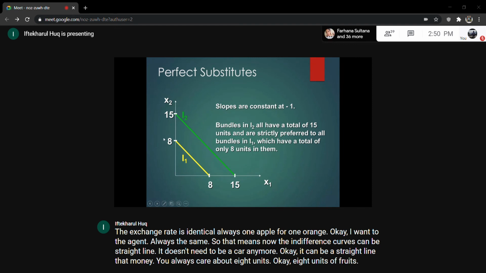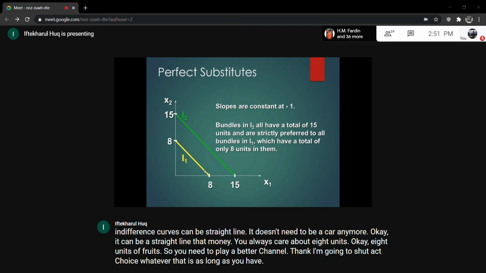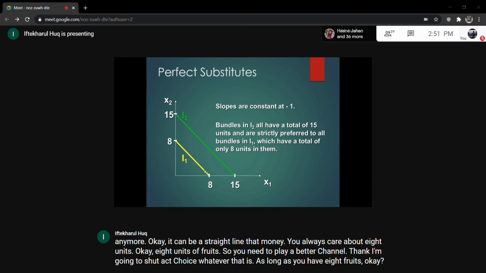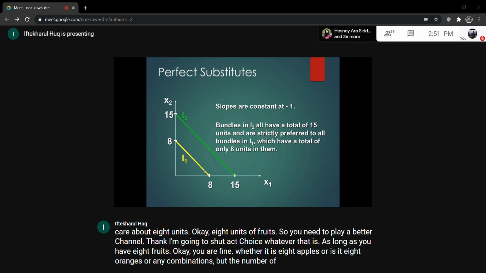So এই 8 ইউনিট আপনি এখান থেকেও পেতে পারেন, এখান থেকেও পেতে পারেন, অথবা যে কোনো একটা কম্বিনেশন থেকেও পেতে পারেন। তার মানে 7 1, 6 2, 5 3, 4 4, whatever that is. As long as you have 8 fruits, okay, you are fine. Either it is 8 apples or 8 oranges or any combinations, but the number of fruits must be equal to 8.